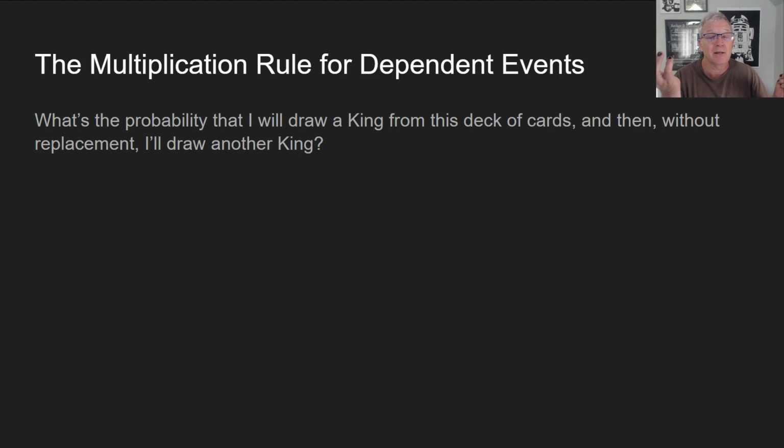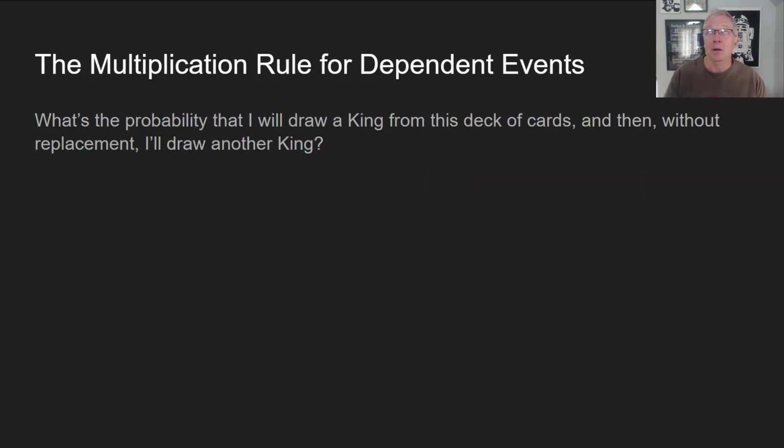Notice I'm asking this question without replacement. So you take that king, you put it out. Now I've got a deck of cards that's 51 cards, and 3 of them are kings. So the second probability has been changed by the first event. So this is a dependent probability.